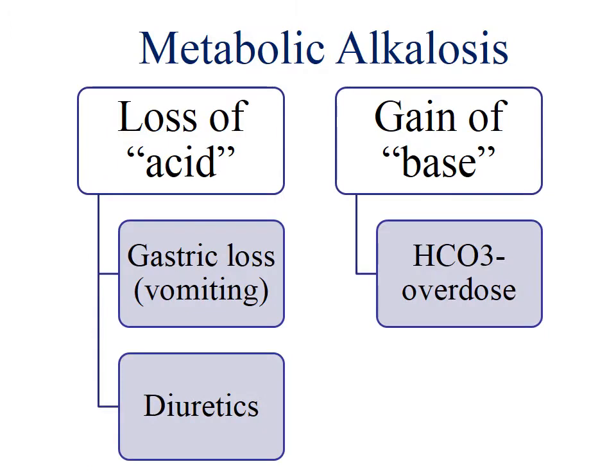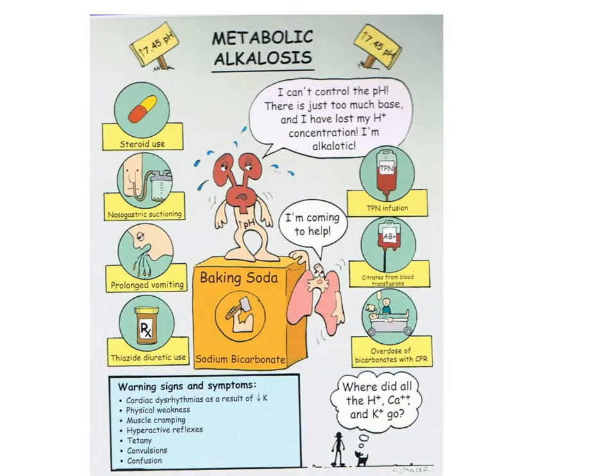When we lose too many hydrogen ions from the body or have too much bicarbonate, we experience metabolic alkalosis. Vomiting causes a loss of our stomach acid. Certain diuretics cause us to secrete hydrogen ions. On the flip side, taking too many antacids in a day is really a bicarbonate overdose. Diagram of causes and warning signs of metabolic alkalosis.